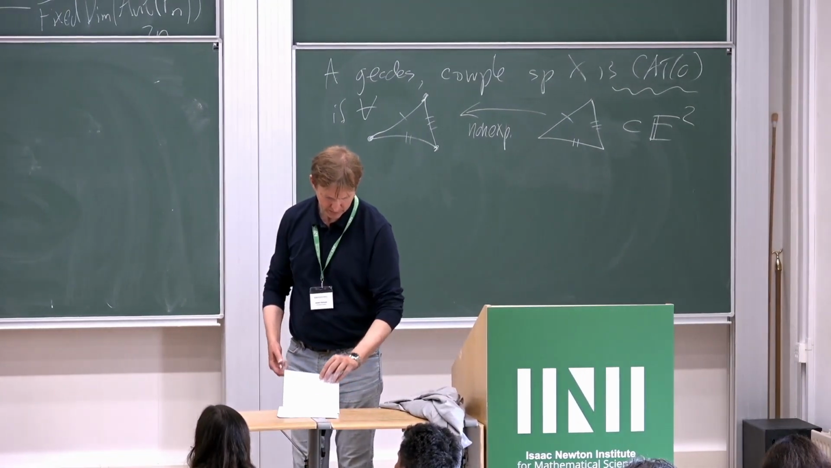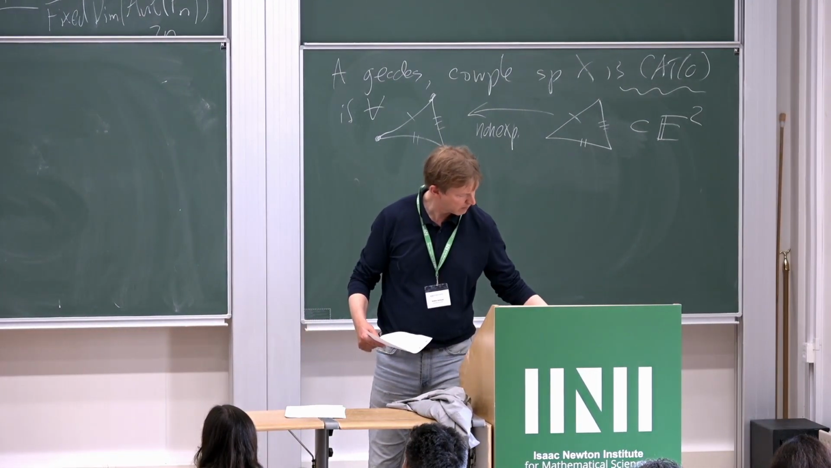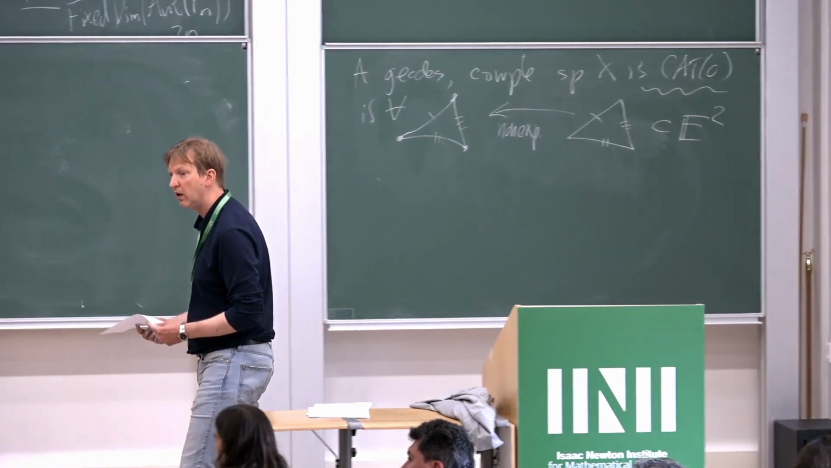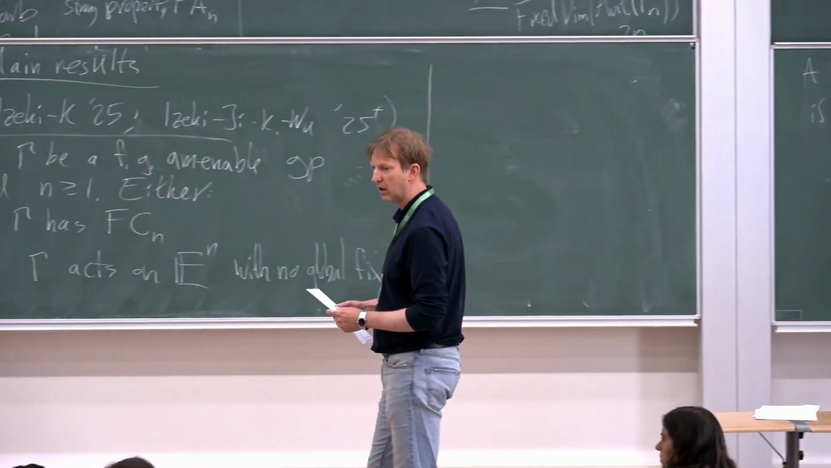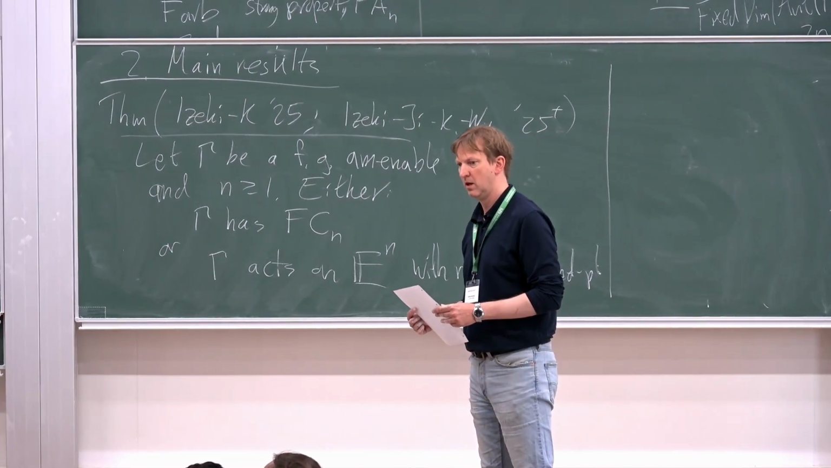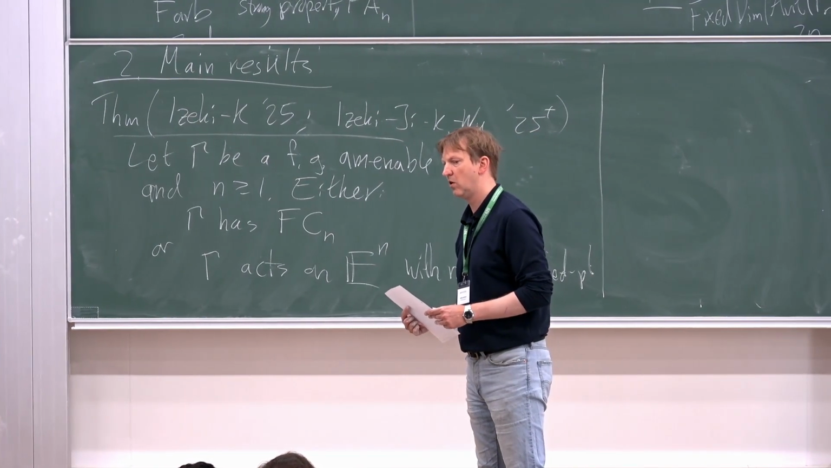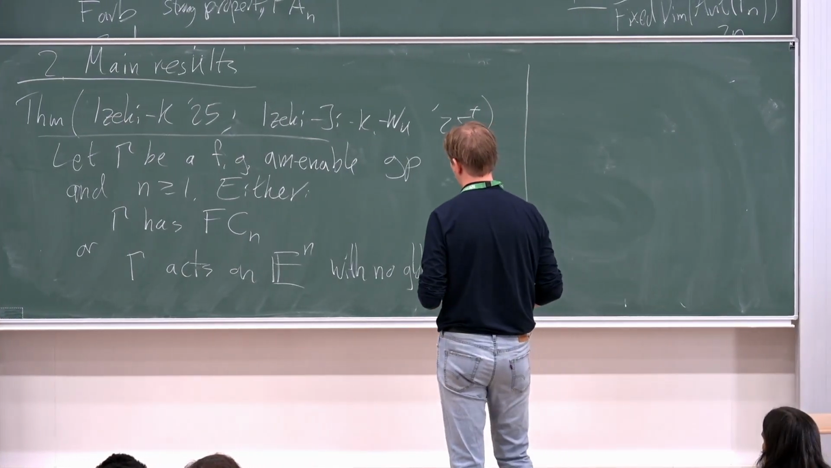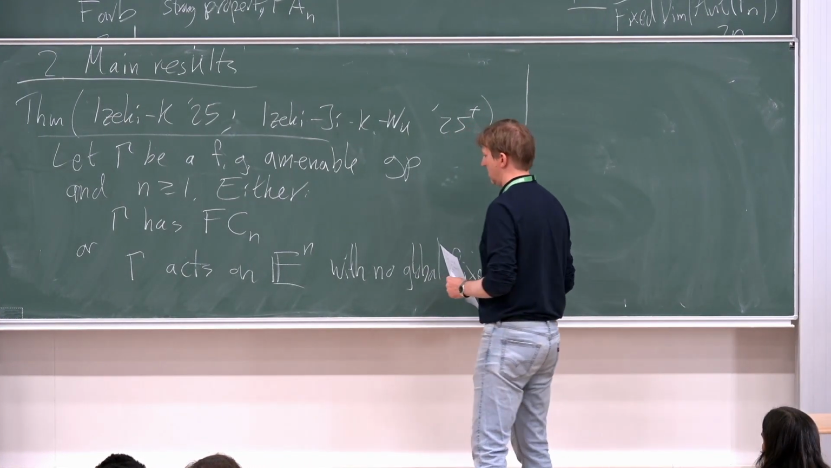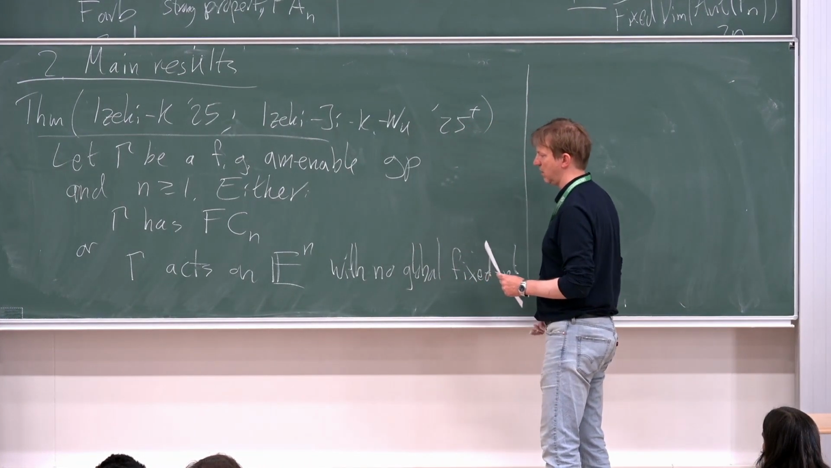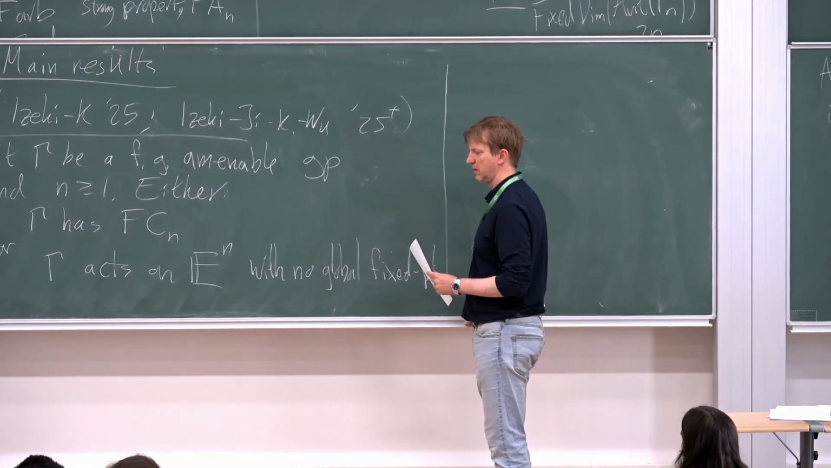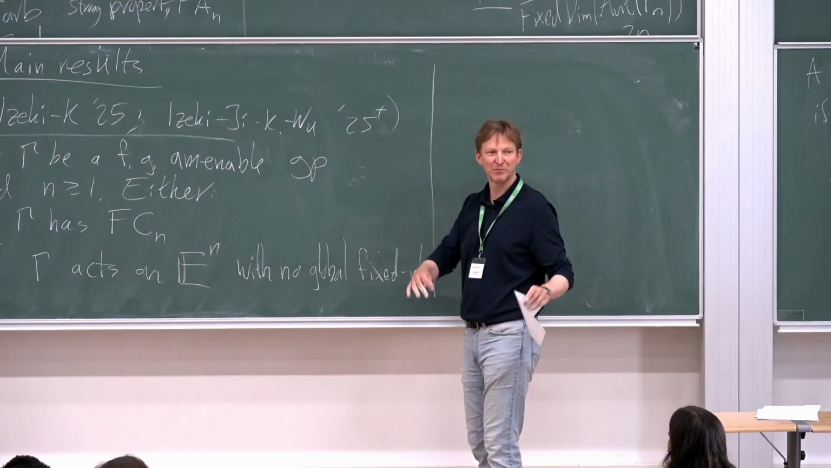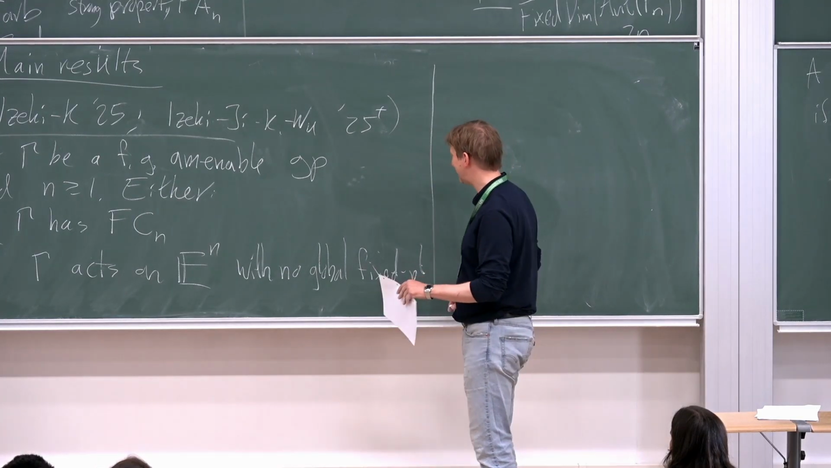Okay, so this has some corollaries and maybe some remarks. Excuse me? Acting on E^n with no global fixed point, is this the same as having a virtually abelian quotient? No, having... Okay, I have to think about it. Maybe somebody smarter can answer it. I have to think about it. Sorry.